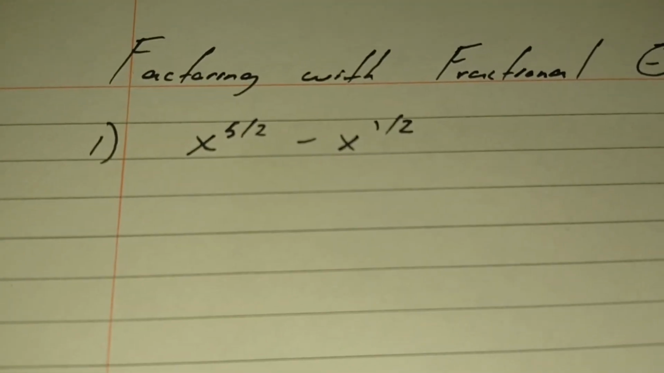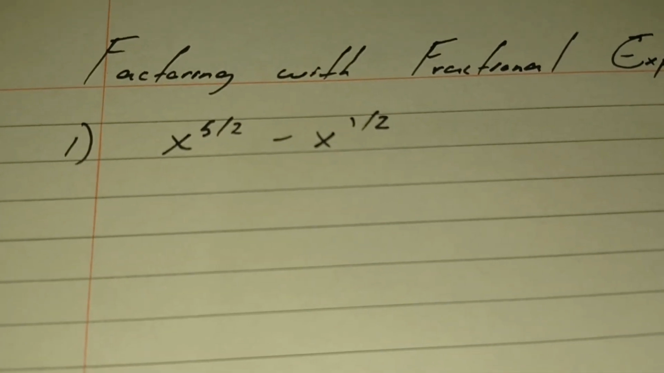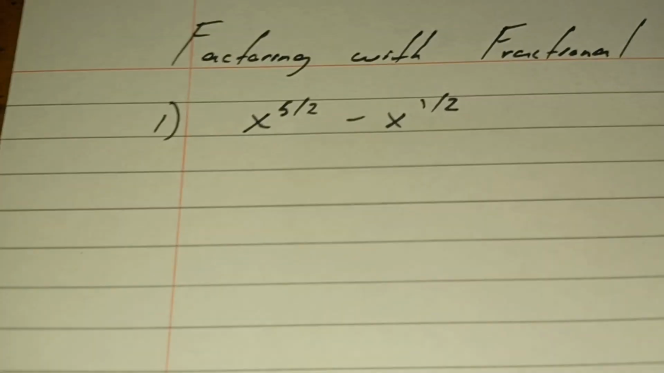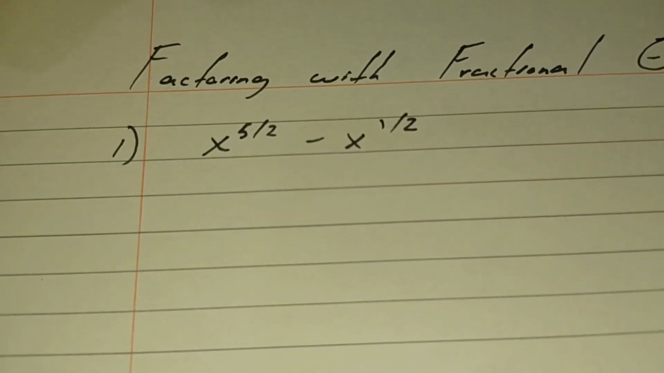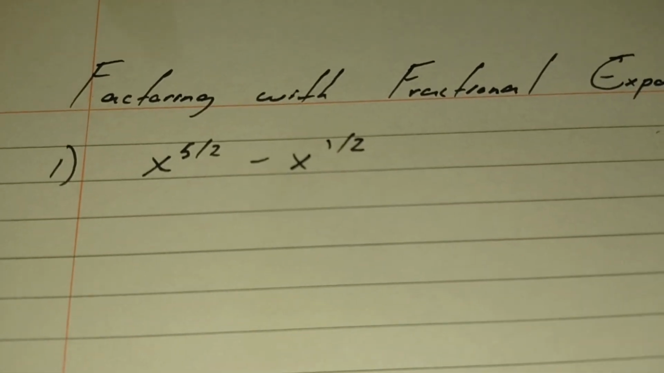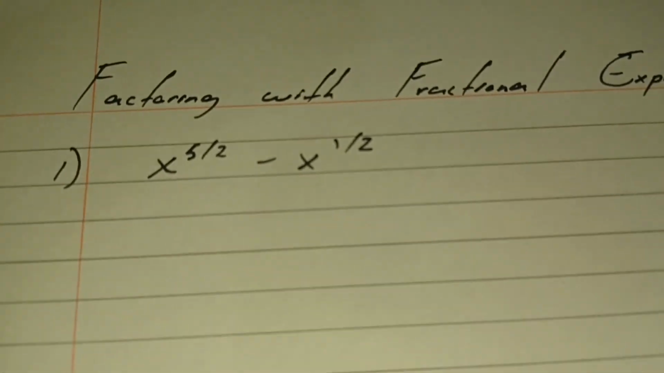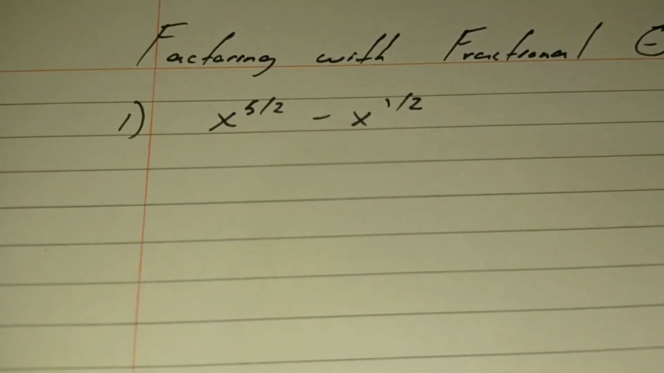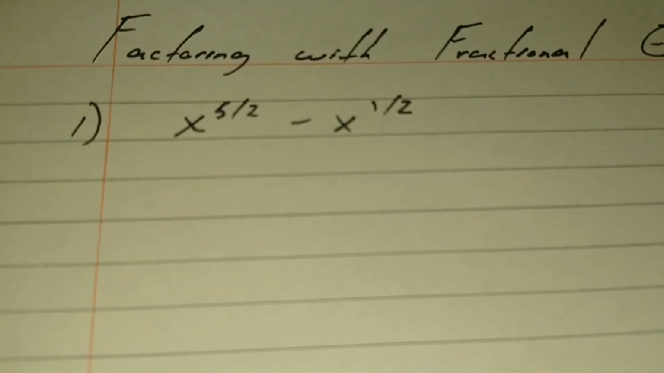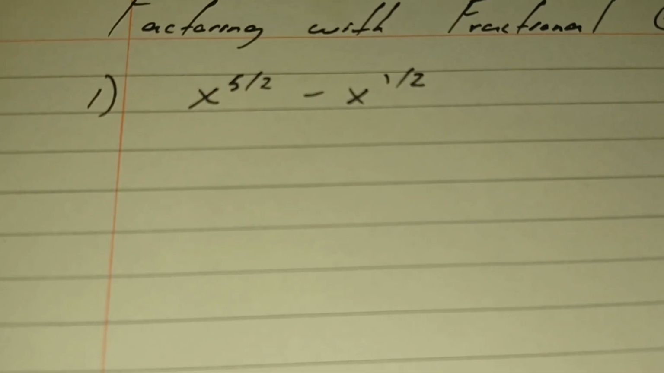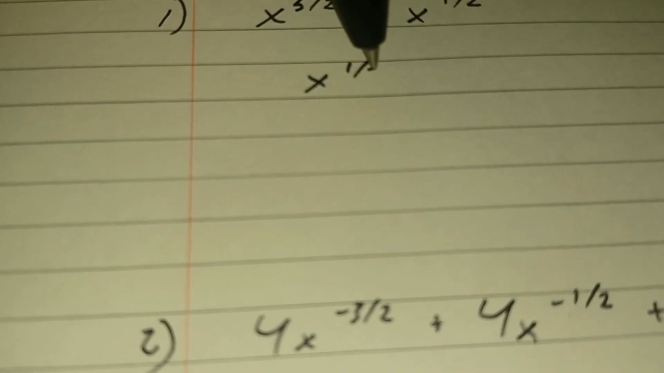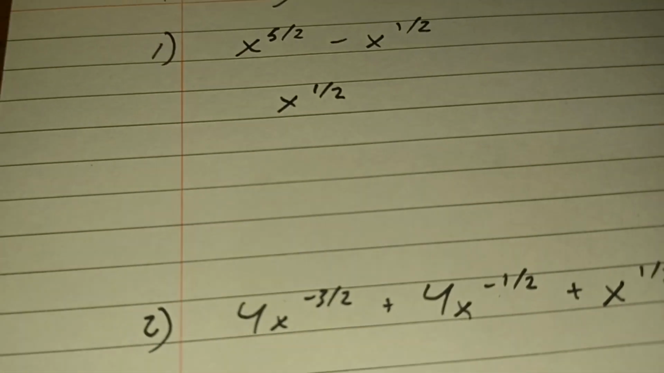So we start by factoring out the smallest of these. The smallest exponent, we will see, is 1/2, because if we divide 5 by 2, we're going to get something much bigger than 1/2, right? So we're going to factor out an x to the 1/2, because they both have x in common and they both have 1/2 in common. We can take this half out of 5 over 2. So x to the 1/2 power, that's what we do.